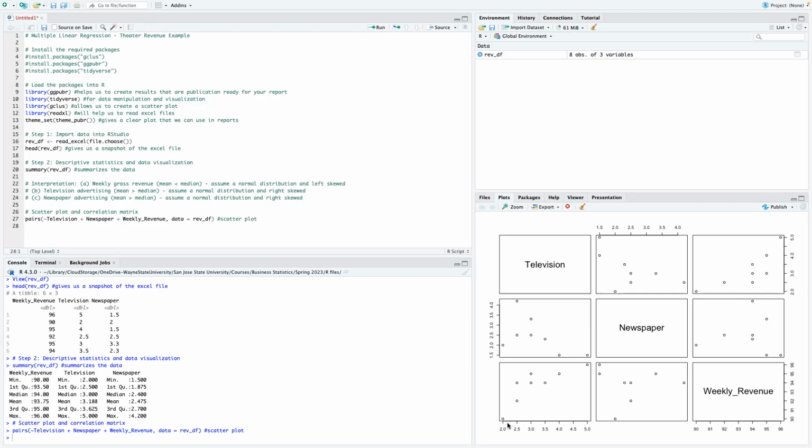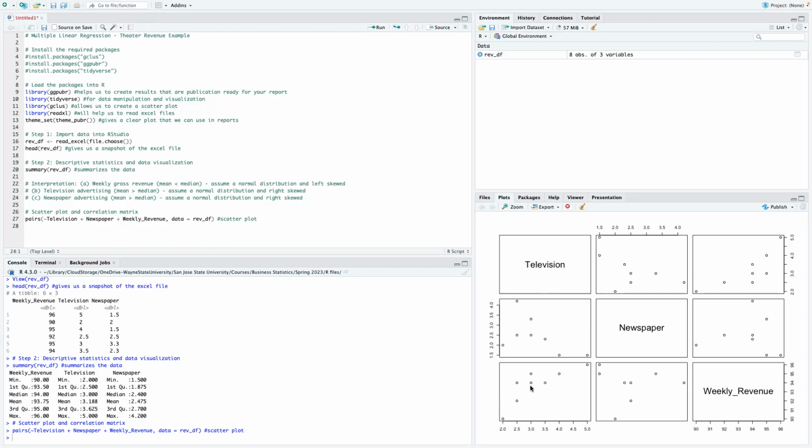So you could see that as the television advertising amount increases, the weekly revenue also increases too. So here there's a positive relationship between television and weekly revenue.